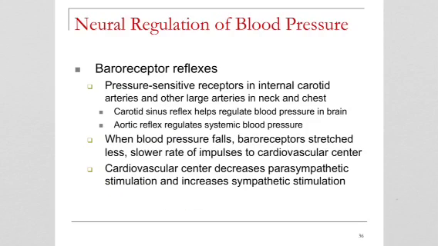The baroreceptor depends on, as we said, the pressure, but we have the pressure sensitive receptors in two places: internal carotid arteries and the other large arteries in the neck and chest. So we have the carotid sinus and aortic reflex. So reflex from carotid sinus and from the aortic arch. And they are regulating the pressure. One is for the brain, the first one, carotid sinus, and the other one is systemic for the rest of the body.